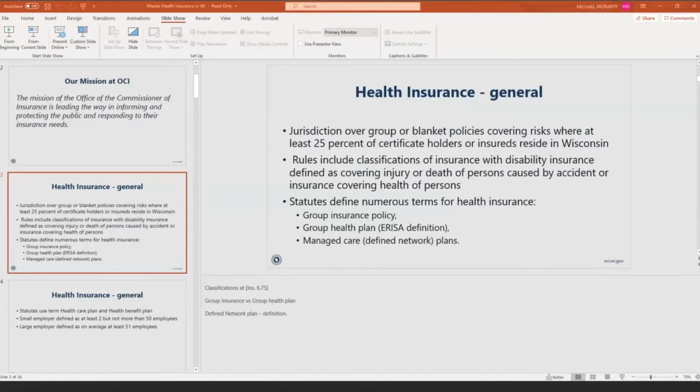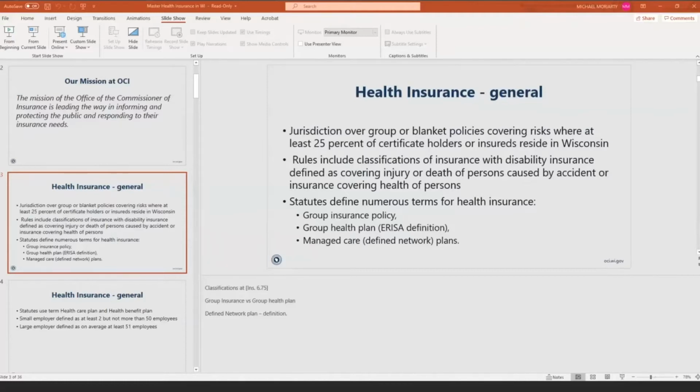That's different from a group insurance policy, which is the employer type self-funded product, so you remember we talked about ERISA. And then there's managed care, or in Wisconsin, we still use the term defined network plans, which is steering through financial incentives to use certain providers because there have been negotiated discounts.